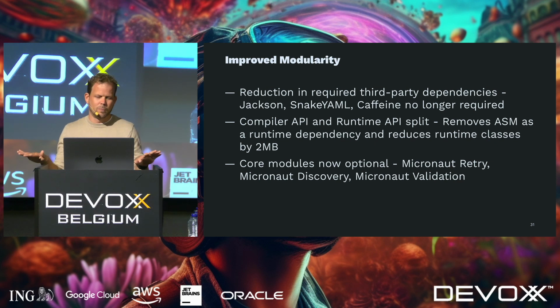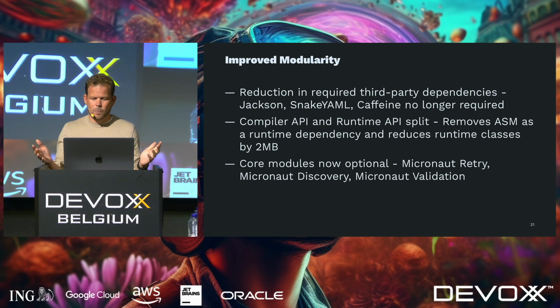And now we have a more formal split of these are compiler classes, not part of the public API, and these are runtime API. And that allowed us to remove, we no longer repackage ASM because it's no longer in the application class path. It's only used in the compiler, so we don't see the need to repackage it. And we reduced overall runtime classes by 2 megabytes.